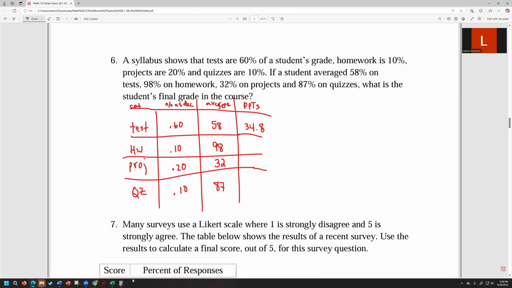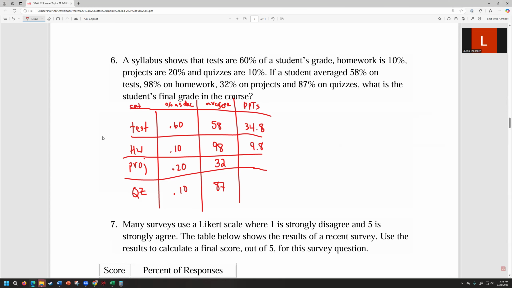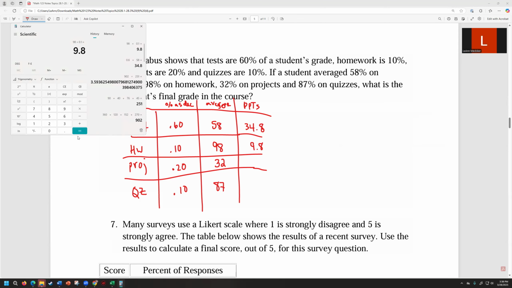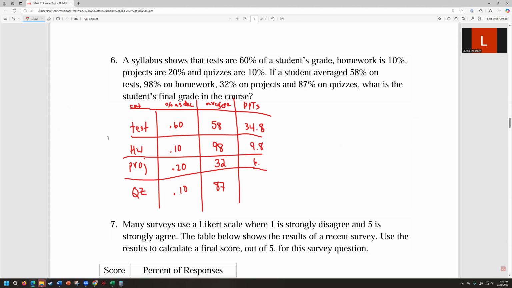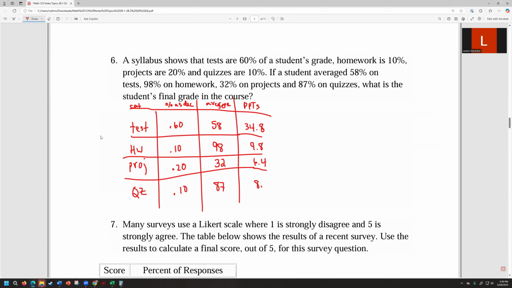Now this one is 10 points up for grabs towards your final grade because it's weighted at 10%. This time they made a 98, so they're going to almost grab all of those points. They got 9.8 possible percentage points. 32, that's not very good because that's a low score from 0 to 100. So in that category that was 20 points up for grabs, they only earned 6.4 of those 20 possible percentage points. And then 87, they did pretty good, but that's again a low weighted column. So they earned 8.7 points.